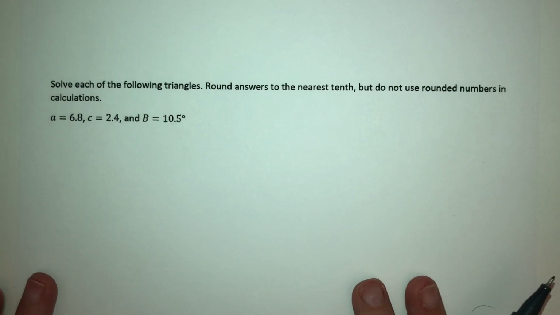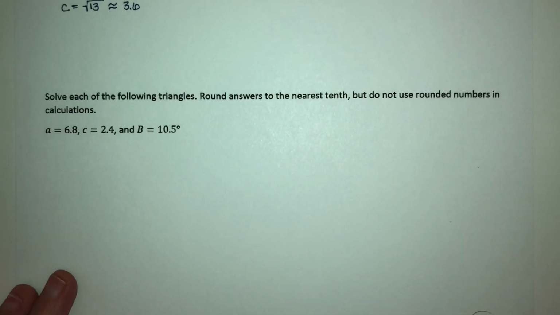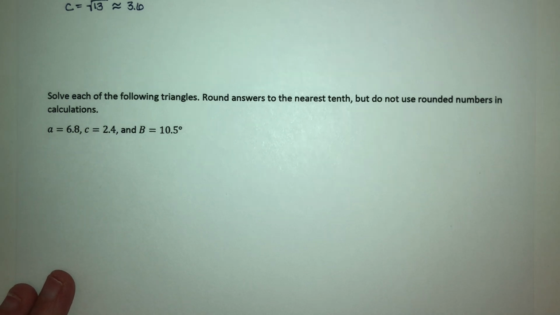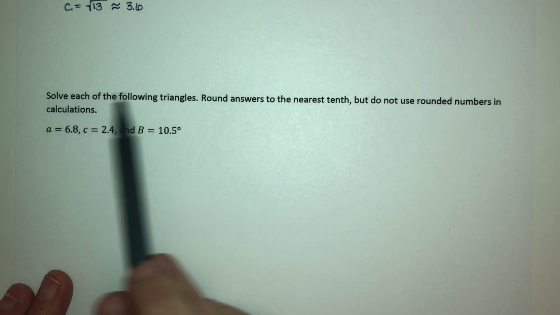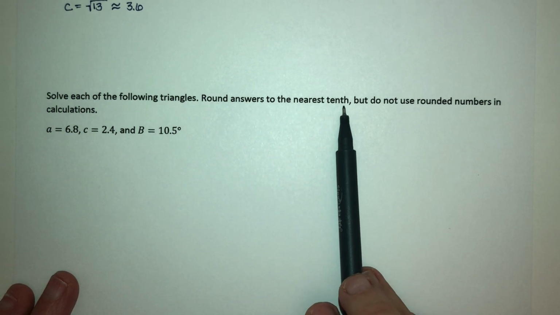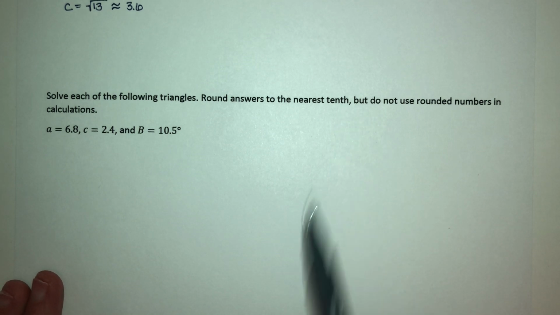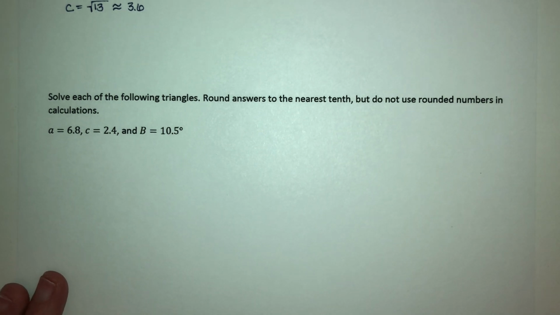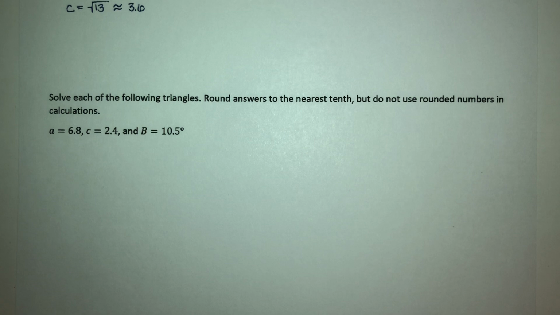So let's go to where we're solving full triangles, and that means we're going to find all of the sides and all of the angles. So we're asked to solve each of the following triangles. We're supposed to round our answers to the nearest tenth, but we're not going to use rounded numbers in our calculations. So this is where we need to be pretty careful, and knowing how to use the memory on your calculators will really help you out.